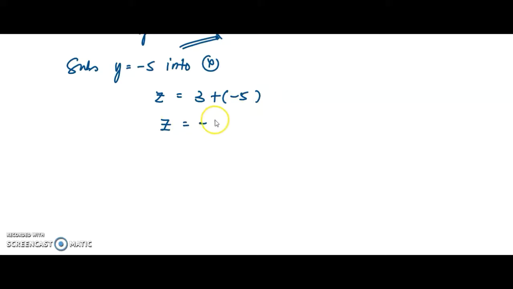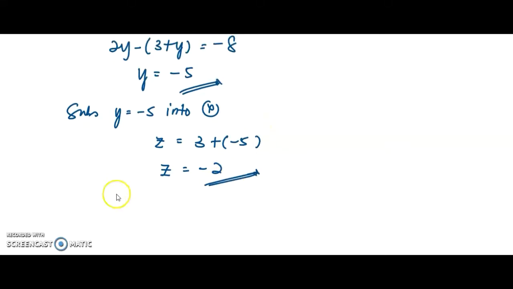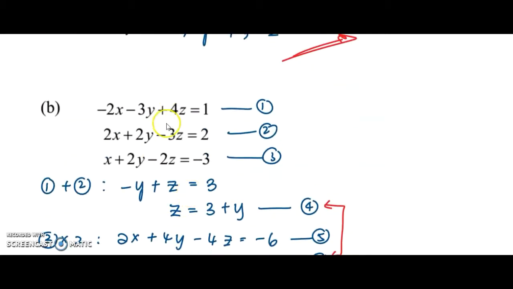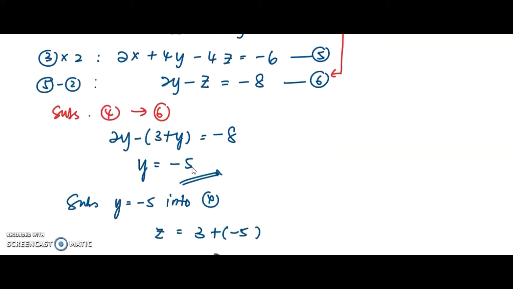So z will be equal to negative 2. Once you have your y and z, I'm going to substitute y equals negative 5 and z equals negative 2, either in equation 1, 2 or equation 3, up to you, as long as you substitute into an equation involving the unknown x. So I choose to substitute into equation 3.